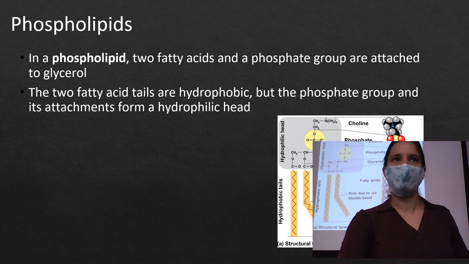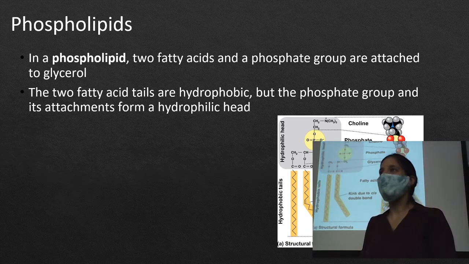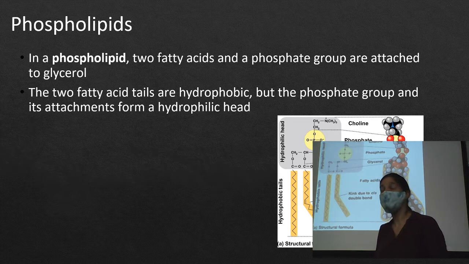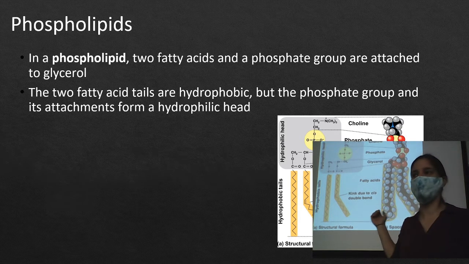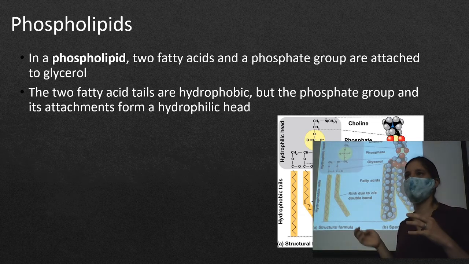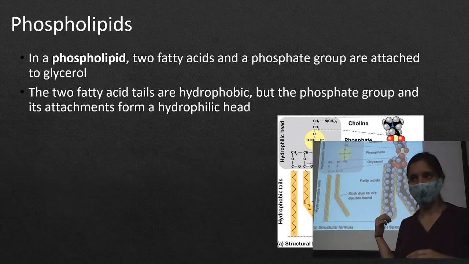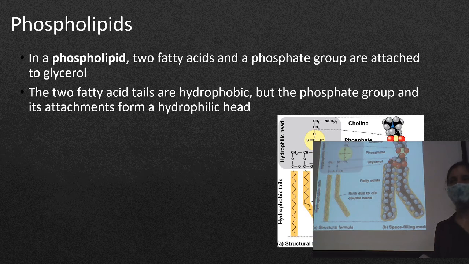Okay, on to the next type, phospholipids. These guys we're going to talk about today, and then in about a week or two, we're going to talk about the cellular membrane, and these guys show up all the time. It's a weird molecule, okay? The phospholipid is an odd molecule because it's got some weird things going on.